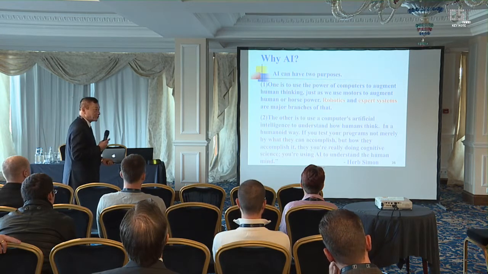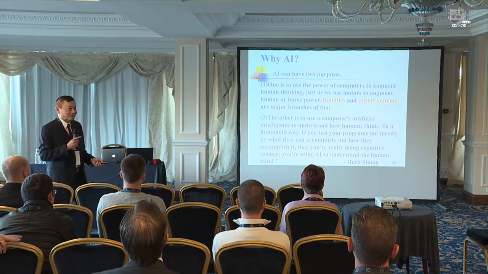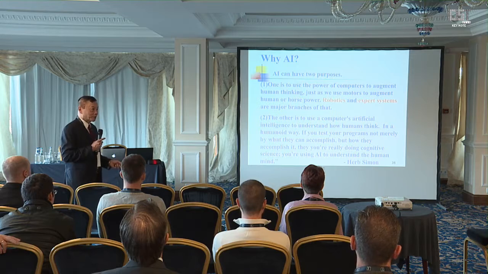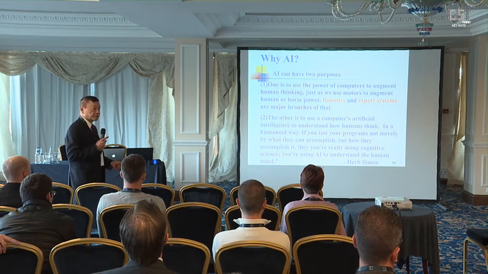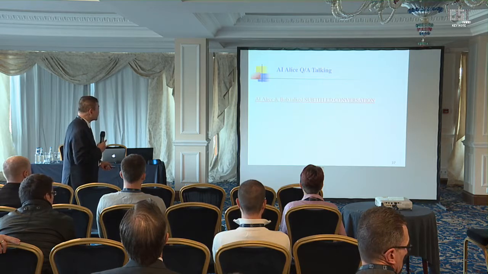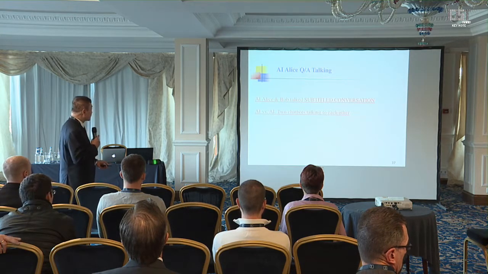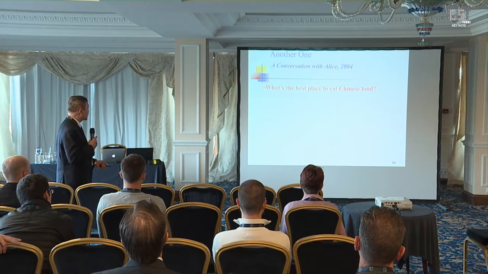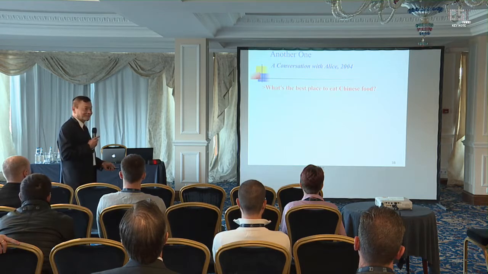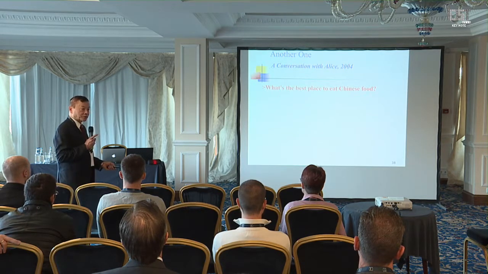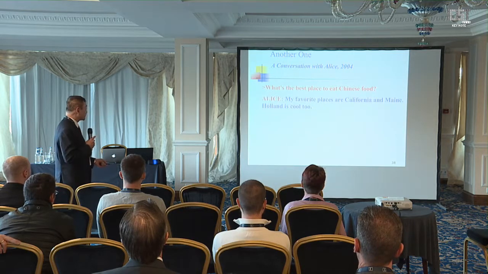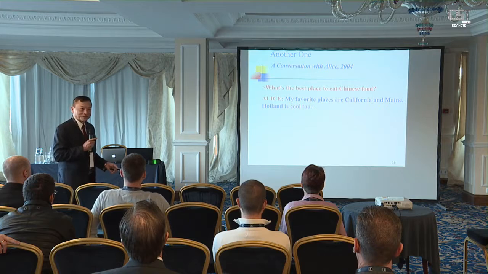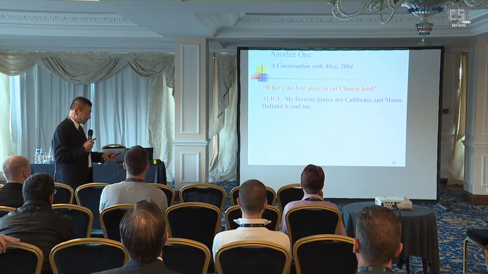People may wonder why we use AI. Very simple, because human beings need more help, more powerful tools to help us solve daily problems and advanced problems. For example, automatic translation, and there is a machine called Alice. It can answer a lot of questions, such as, what is the best place for eating Chinese food? According to this mechanism, it can answer that my favorite place is in California, or in Maine, northeast of the United States. I don't know whether there is any Chinese food in this country. I believe there are some. But if you ask Alice, it may give you some answers.